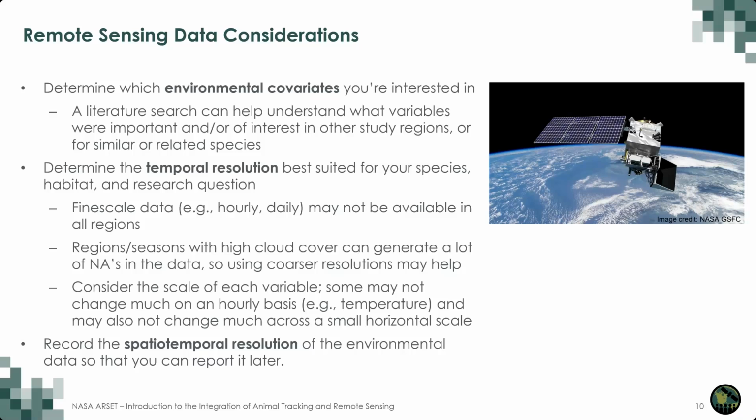And you might also want to consider the scale of your variables. Some things might not change very much on an hourly basis anyway. For example, temperature in the water doesn't change very much on an hourly basis in general. And so these are just some things to think about as you're trying to select environmental covariates for your models.